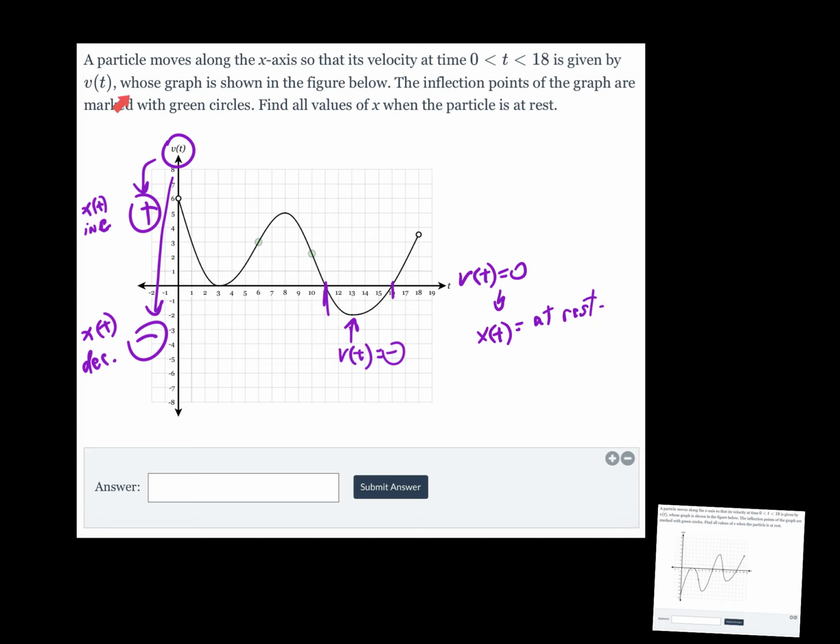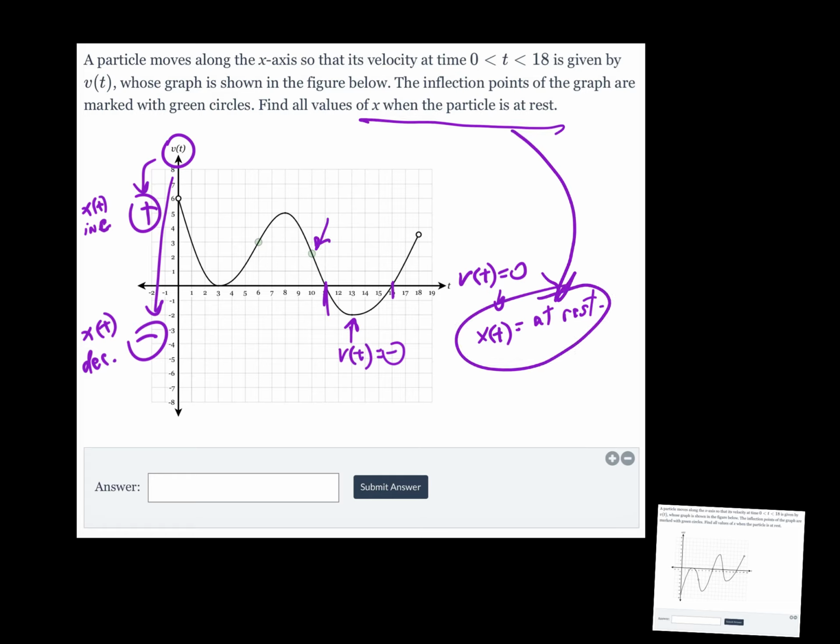Onward with our example. So we have the v of t graph we are looking at. The inflection points on this graph are marked with green circles. Find all the values of x where the particle is at rest. X values that are at rest.